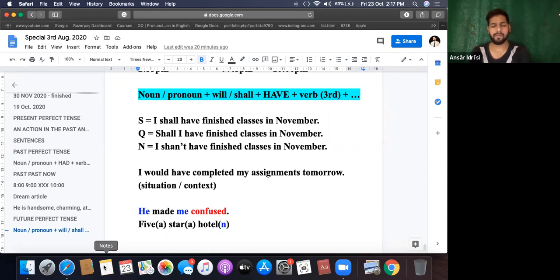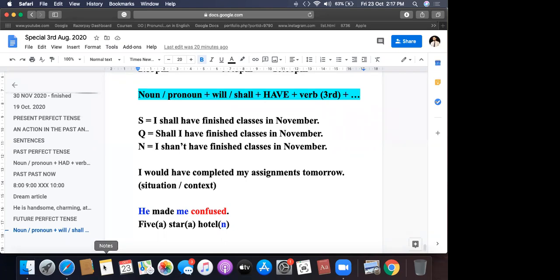Miss Shreya. We shall have drawn in that pool. Shall we have drawn in that pool? We shan't have drawn in that pool. Good. Next. We will have ridden very fast. Will we have ridden very fast? We won't have ridden very fast. Good. Next.